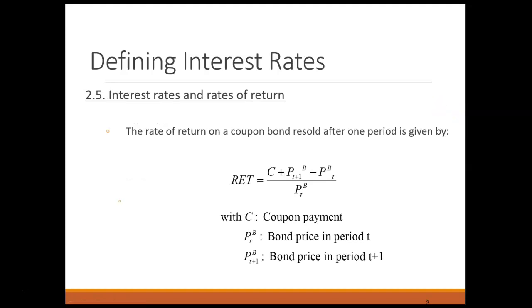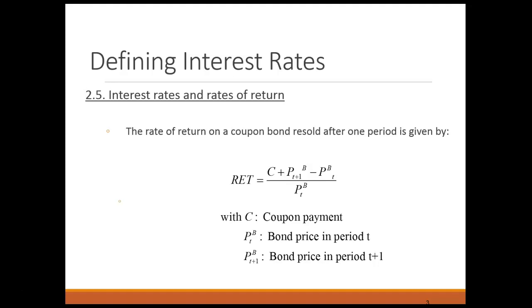Now we'll illustrate this in some more detail in one of the practice problems. For now, we'll only walk you through the general logic. Say a lender buys a coupon bond in period T, holds it for one period until T plus 1, and then resells it at the prevailing price at that point in time. In this case, the dollar amount the lender receives is equal to the coupon payment, C, plus the resale price of the bond, P_{T+1}^B, and from that we subtract the original price they paid.